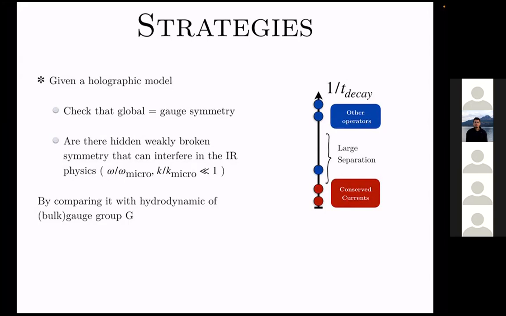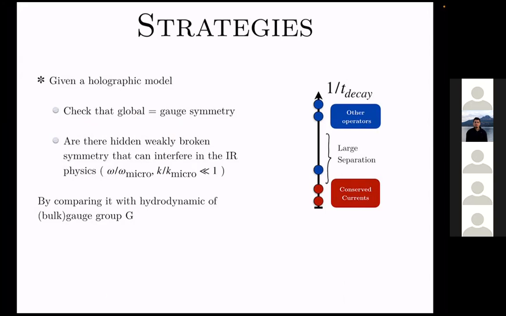And you also check the other way. It may seem like the bulk is perfectly gauge invariant, but you can check that the global symmetry is not the same as that gauge symmetry. But there is actually only one example of that I can think of. Another way, which happens a bit more often, is that there is a hidden, weakly broken symmetry that can interfere with the IR.